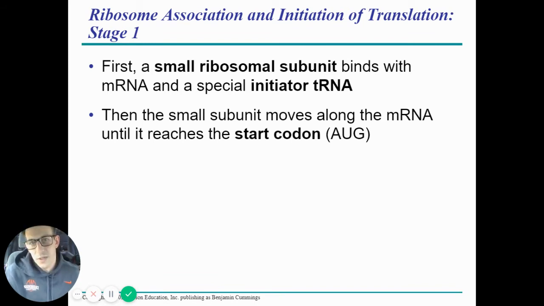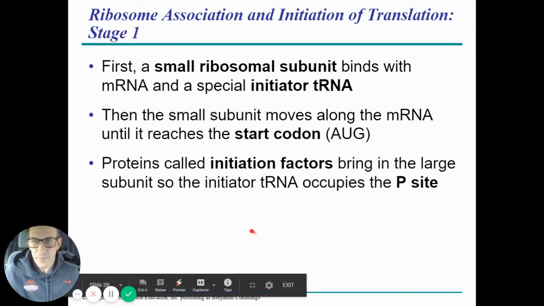Then the small subunit moves along the mRNA until it reaches what's known as the start codon. Every single polypeptide in your body starts with the exact same amino acid. It always starts with methionine, and methionine is coded for by AUG. This lets your ribosomes and tRNA know that the gene has started. So it makes sense that every gene, every protein should start with it so it can tell when it should start doing its job.